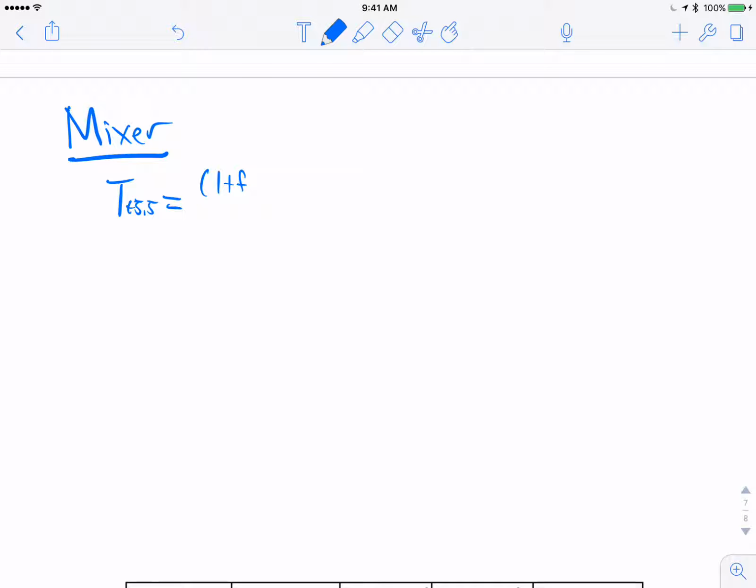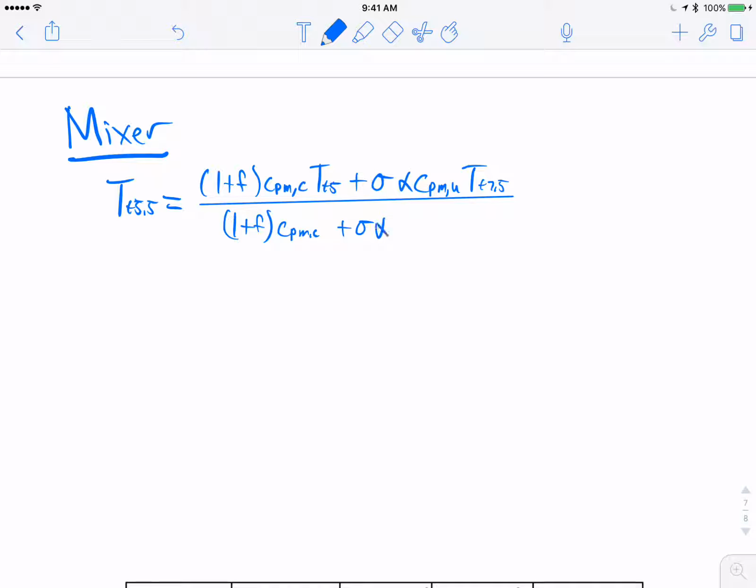So it's going to be 1 plus F, our fuel to air ratio, times the specific heat at the mixer of the core stream times TT5, plus our duct split ratio, which tells us how much of the bypass duct is exhausted and how much is carried in and mixed through with the core, times our bypass ratio, times CP at the mixer for the bypass stream, times TT7.5, the discharge temperature of the duct, and that all divided by 1 plus F times our core value of CP plus the split ratio times the bypass ratio times the bypass value of CP.